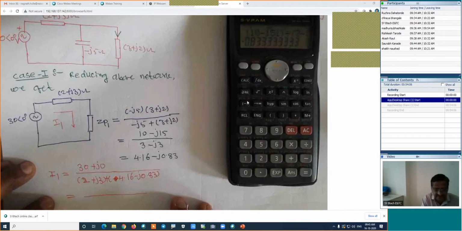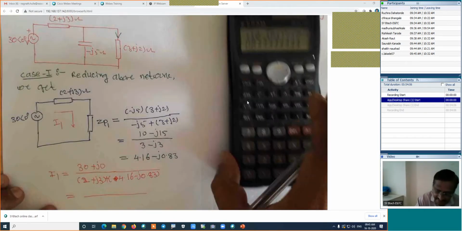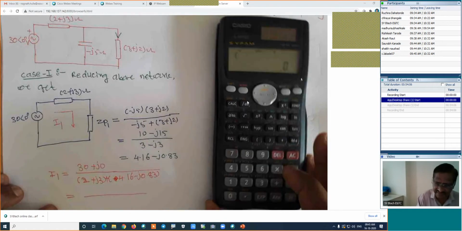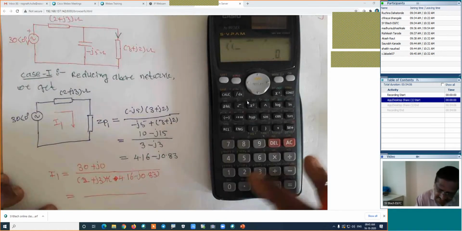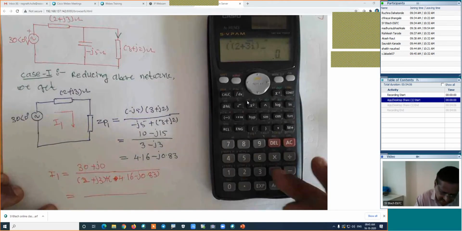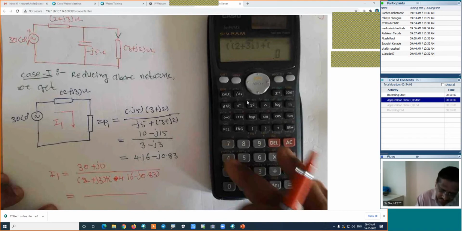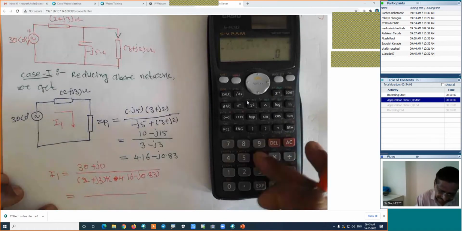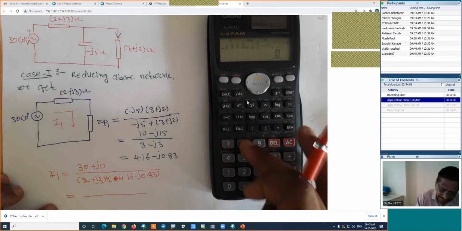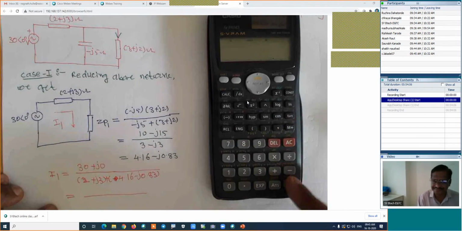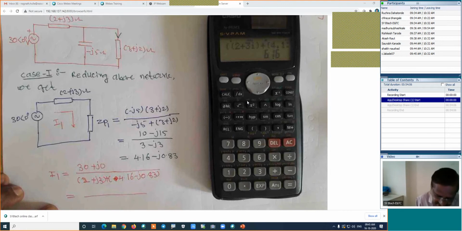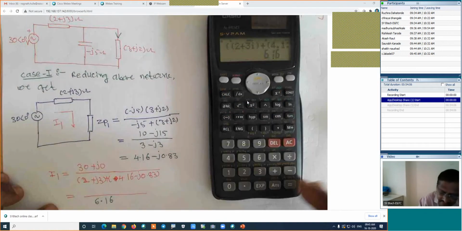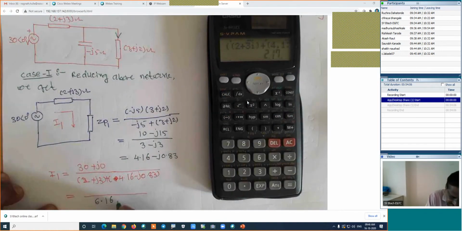First, I will complete the denominator. The calculation: (2 plus J3) plus (4.16 minus J0.83), is equal to, the real part is 6.16, and the imaginary part is plus J2.17.